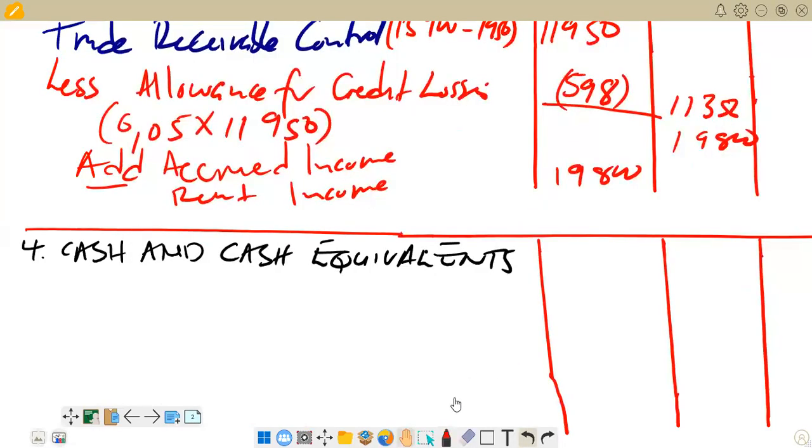So here now we are saying we have got our bank, which is 20,600. Maybe you can just put it here, 20,600, and then we have our petty cash.